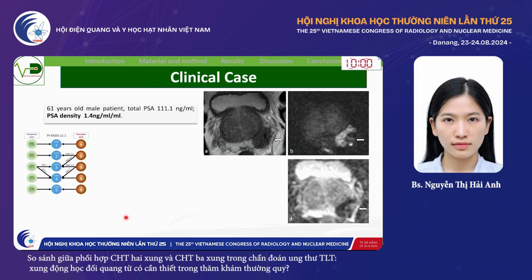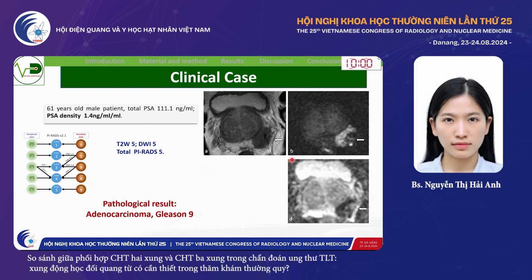And I would like to close my presentation with a clinical case. It's a 61-year-old patient with a very high PSA density of 1.4. On the images, we found a lesion in the left peripheral zone with irregular borders, very bright on DWI and hypointense on ADC. What PI-RADS score would you give for this lesion? It's easy to give a PI-RADS 5 for DWI and a PI-RADS 5 for the total PI-RADS. The pathological result of this patient is adenocarcinoma with Gleason 9.